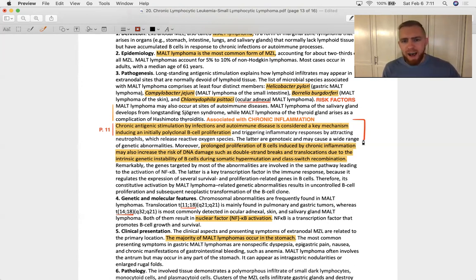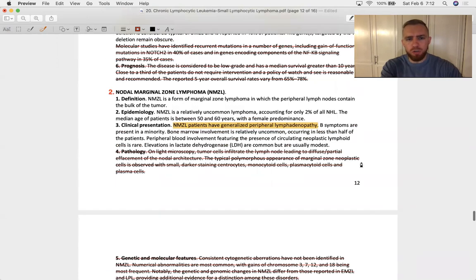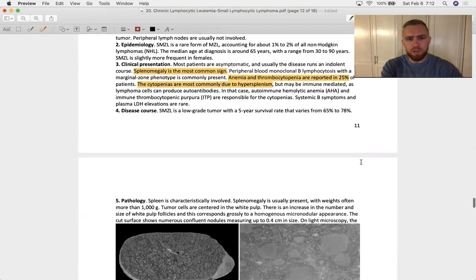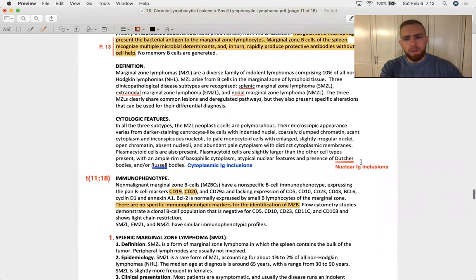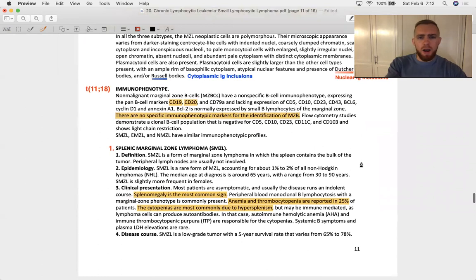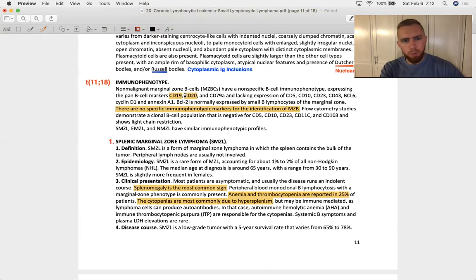Whenever B cells are dividing, they're obviously recombining their DNA. That's called somatic hypermutation, to try to get that receptor a different shape, and then the class switch. Maybe you want to make IgG instead of IgM. So in order to do that, you got to take DNA apart and put it back together. Anytime you do that, there's a risk of malignant transformation. So that is how the marginal zone lymphoma arises. There are a couple of findings on immunohistochemistry that are particularly important.